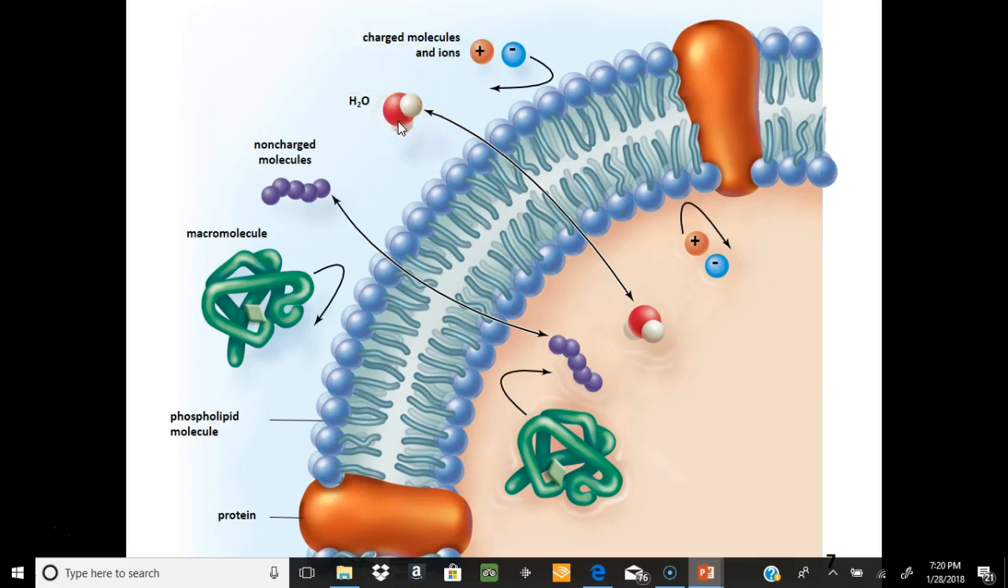Water is a special substance. Water is a polar molecule, but water also is able to go directly across the membrane. It doesn't do it very often, but it can move across the membrane. And when it does, it moves typically through protein channels called aquaporins. But when it can't move through one because there's no aquaporins, water will go directly through the plasma membrane.